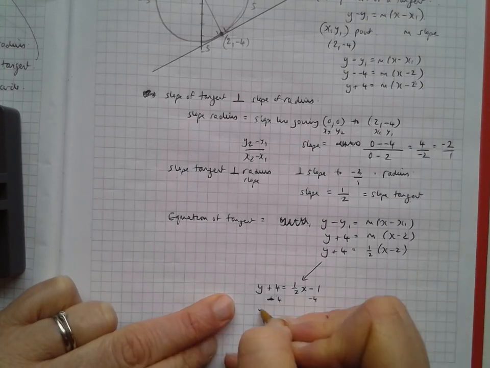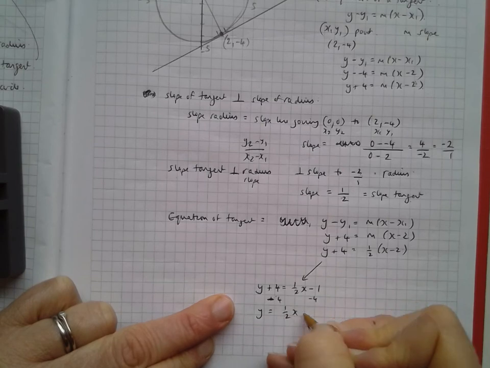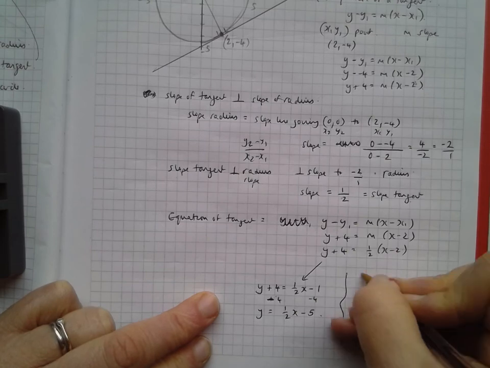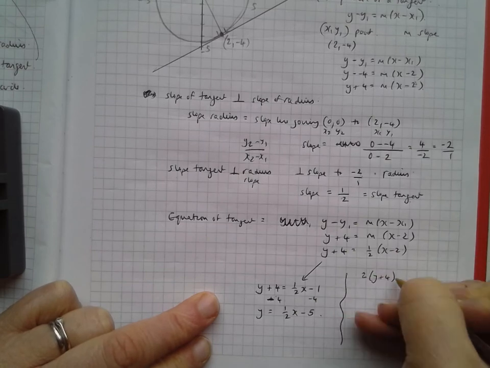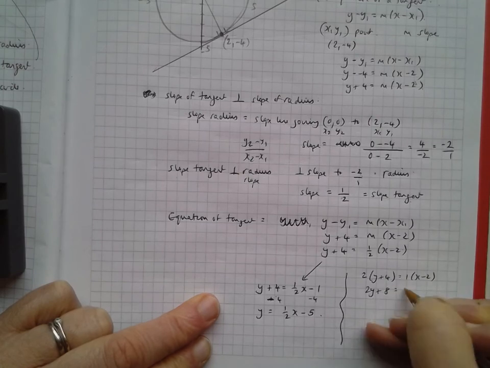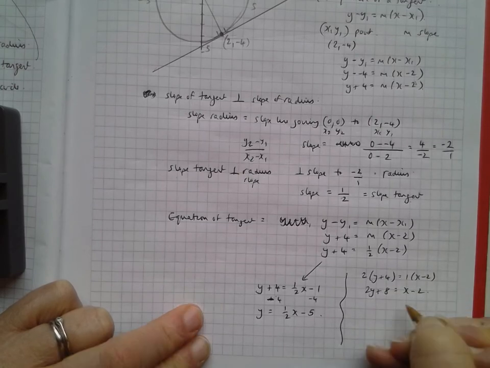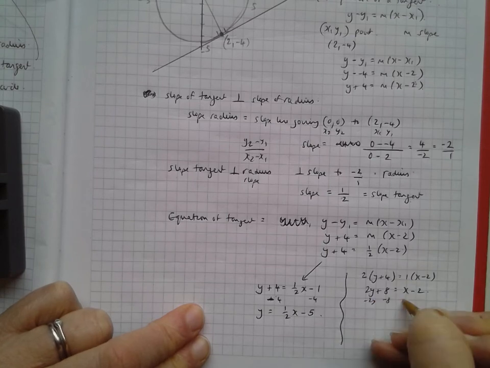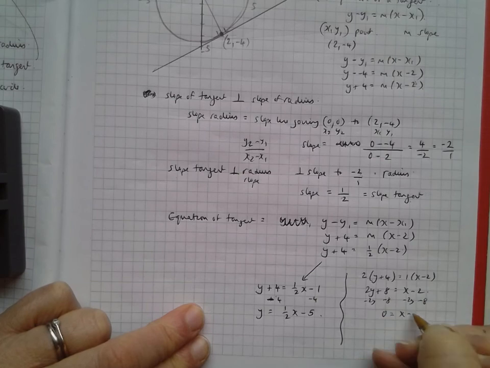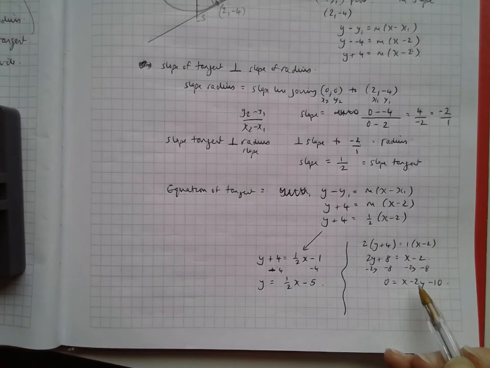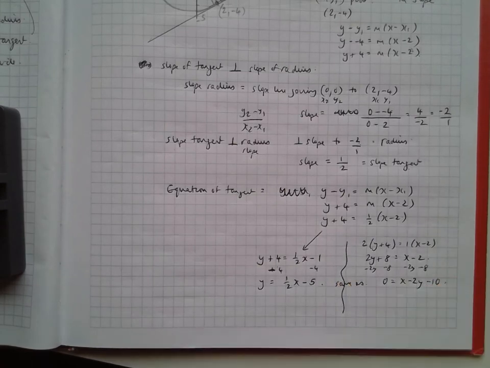That's one way. The other way is to multiply all across by 2. So 2 by y plus 4 is equal to 1 by x minus 2. So 2y plus 8 is equal to x minus 2. So let's bring it all to one side. And what we have is x minus 2y minus 10 is equal to 0. Now they're actually the same equation. They just look different, but they are the same equation. It's just in a different form. So that's the main part of the question, to find the equation of this tangent.